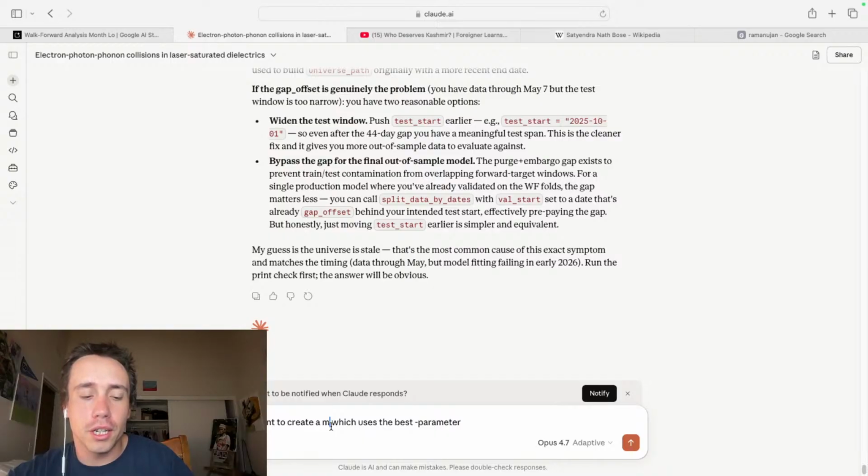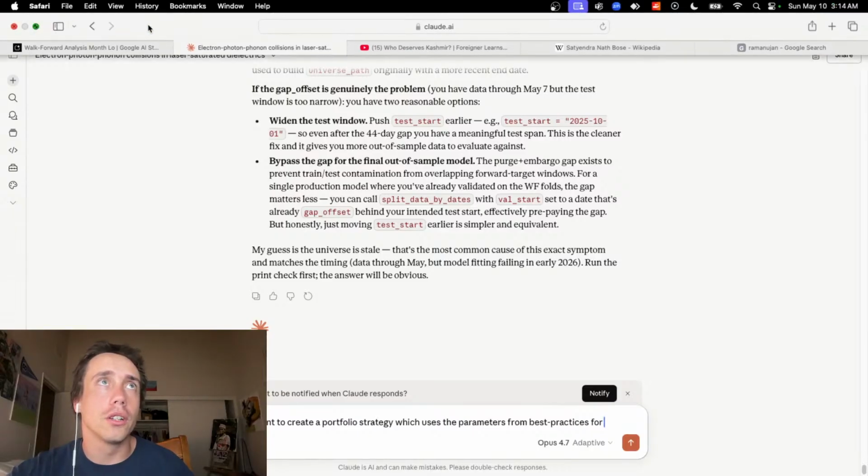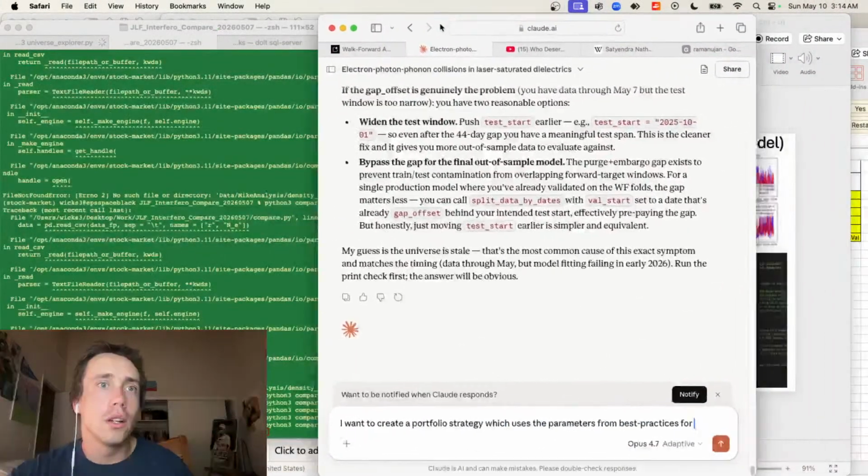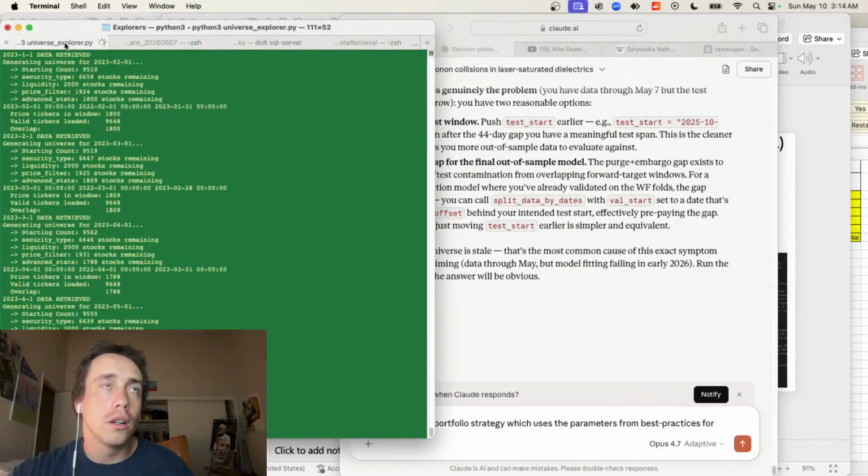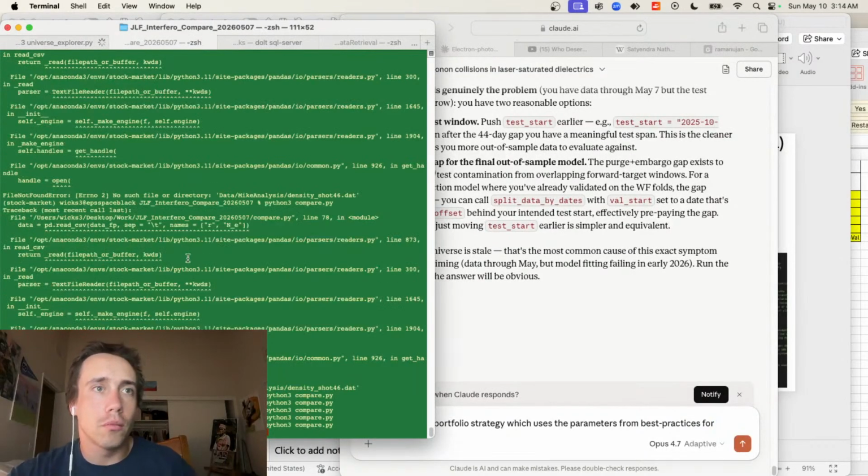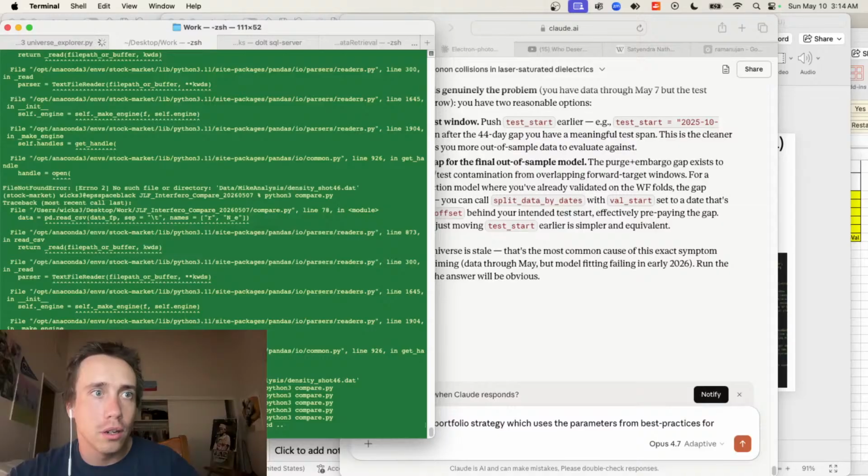I want to create a portfolio strategy which uses the parameters from best practices for... All right, so let's look through all the things I want to vary. Where's this guy? Oh, I'm in the wrong repository here. CD stock market tool.